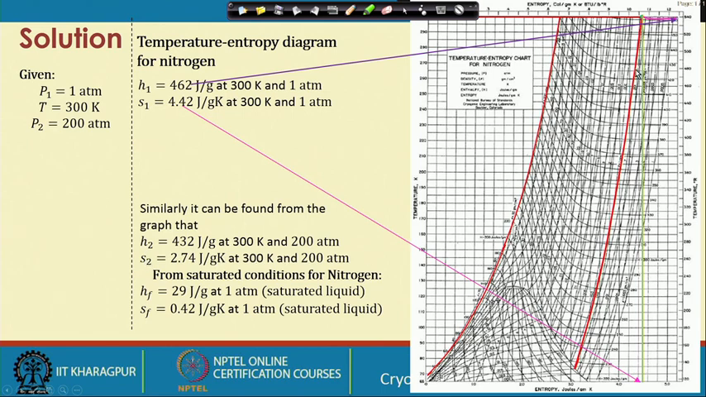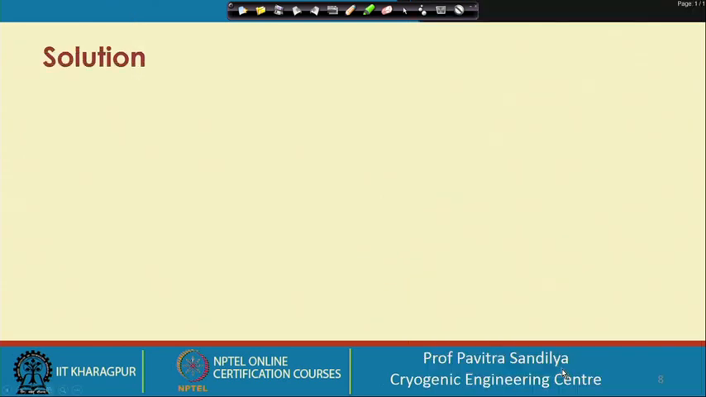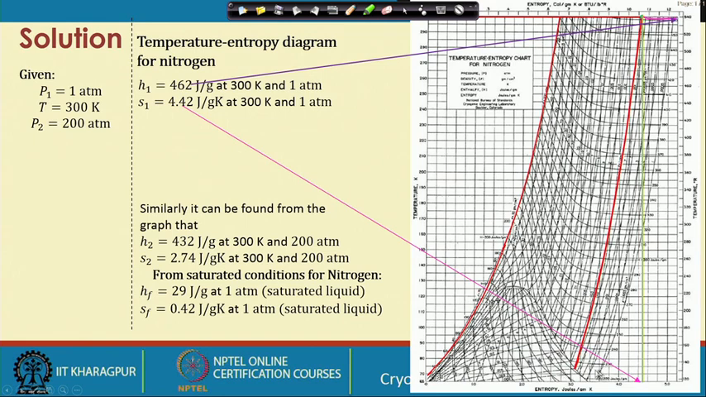Once we do this with this isobaric curve, the second time we do it with the other isobaric curve. Then we also find the values of HF and SF, that is, the enthalpies of the saturated liquid. From this particular line, we find this isobaric line. Wherever it is in the two-phase zone, under the dome, this particular value will give us the enthalpy of the saturated vapor, and if we extend it on the other side, we will get the value of the enthalpy of the saturated liquid.